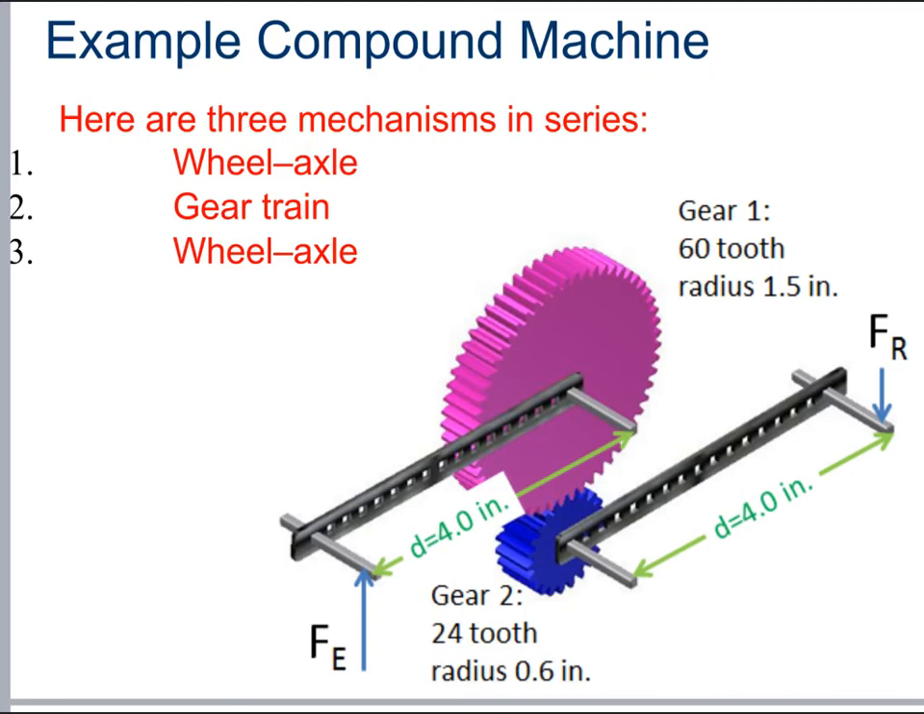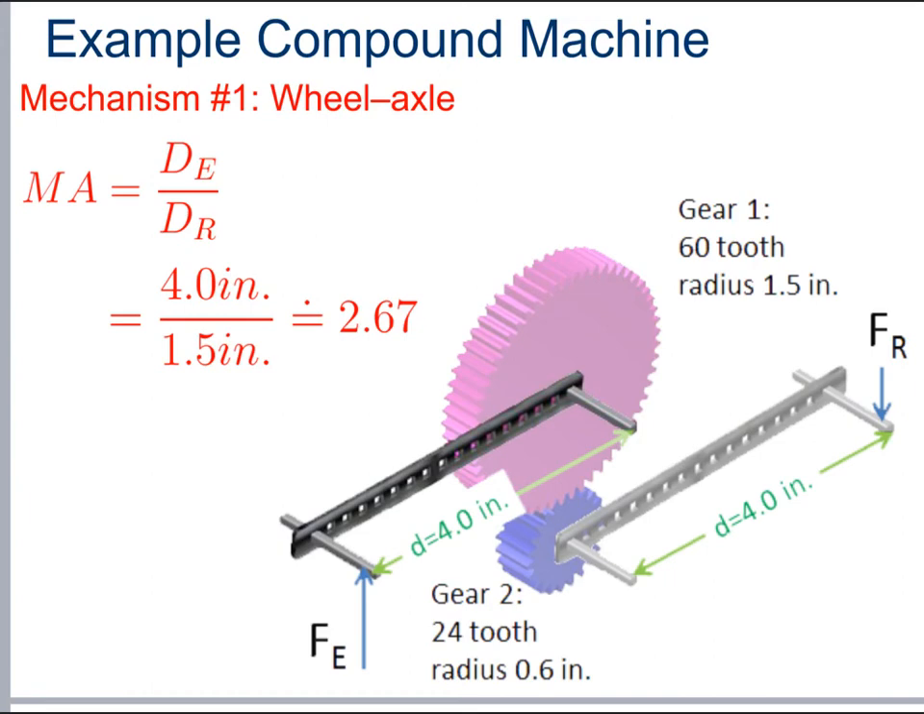Notice the distances of the effort and resistance are both 4 inches, and gear 1 has 60 teeth and a radius of 1.5 inches, and gear 2 has 24 teeth and a radius of 0.6 inches. For mechanism number 1, the wheel and axle, you can see that the input force, Fe, on the black bar transfers force with mechanical advantage to the teeth of the purple gear.